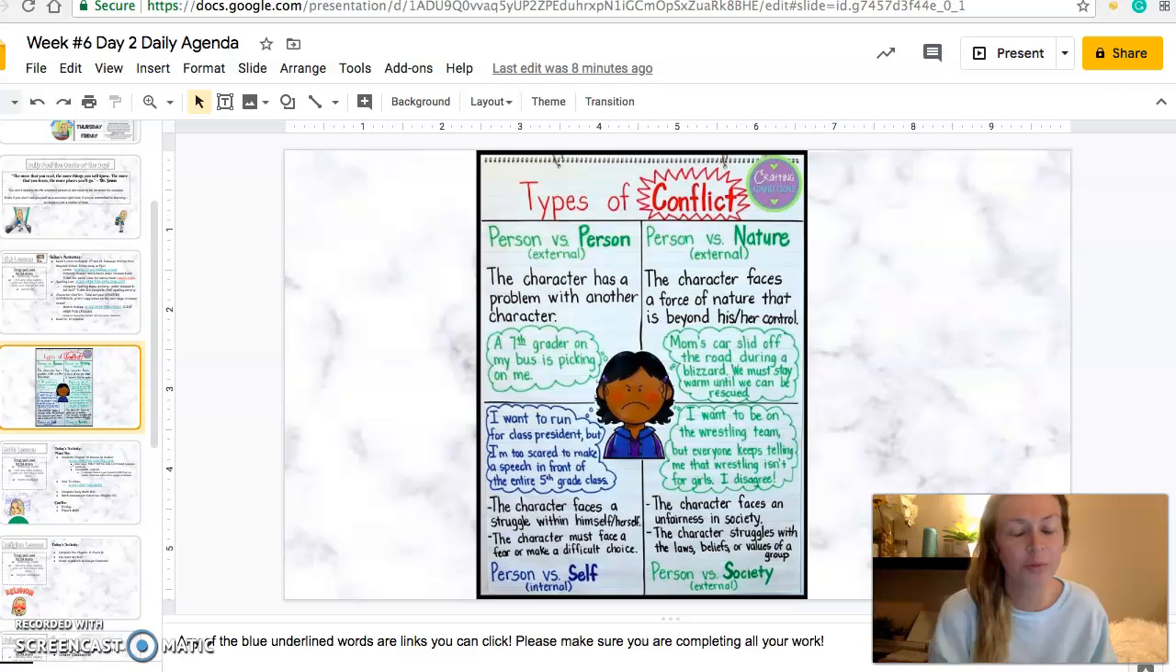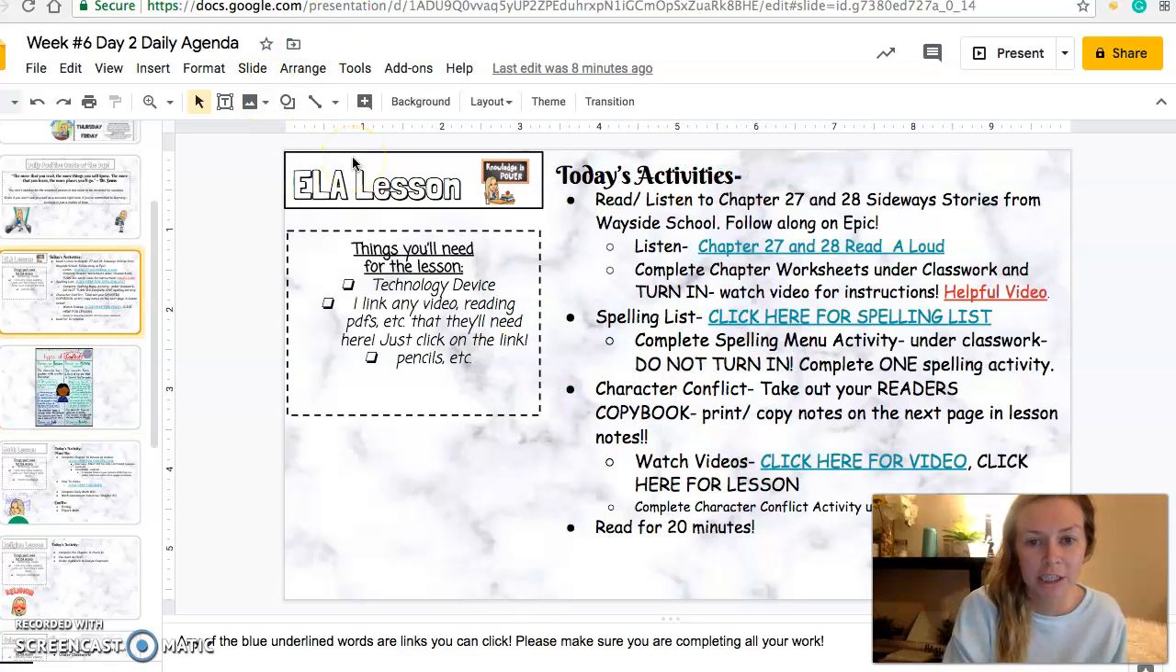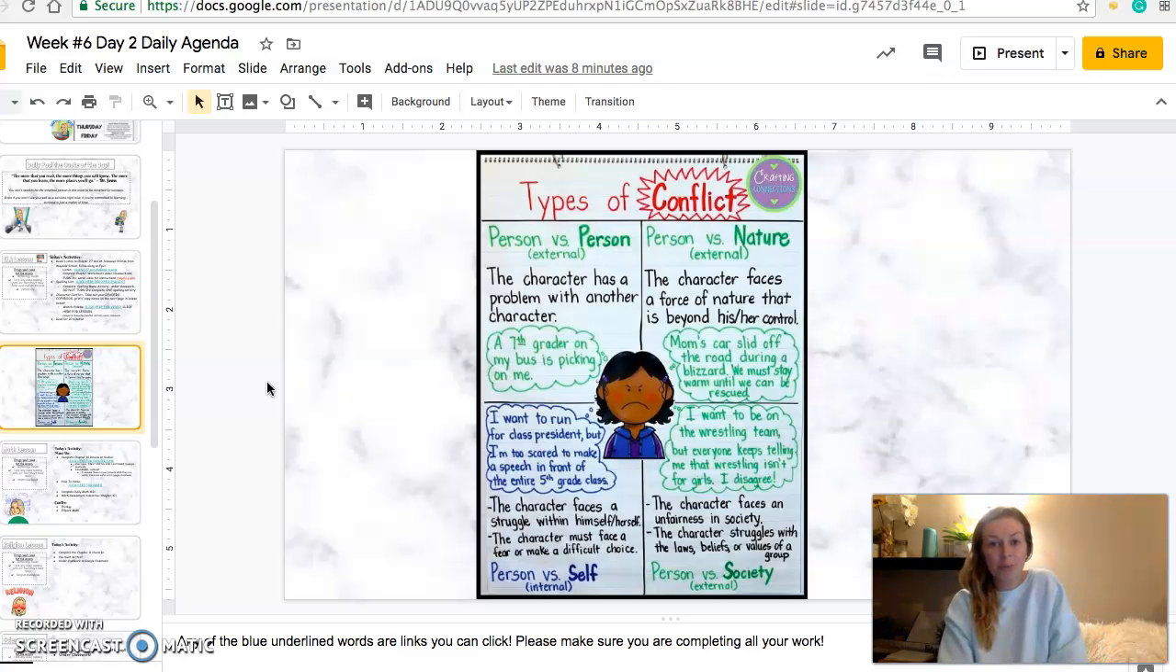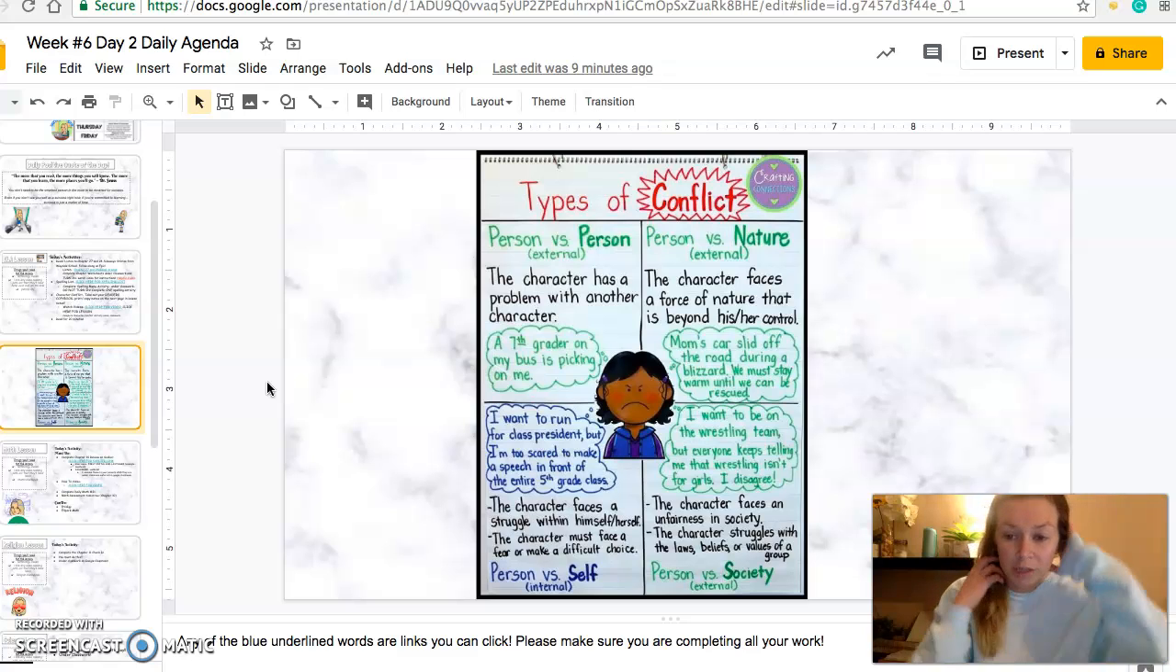Today for our reading skill, we're going to be talking about types of conflict. So this anchor chart actually is in your daily agenda, and I ask that you either print it or copy it down in your reader's notebook. So we're going to talk about conflict. Usually when we talk about conflict, we think of a fight or not getting along with someone. Today we're going to be talking about 4 different types of conflict.